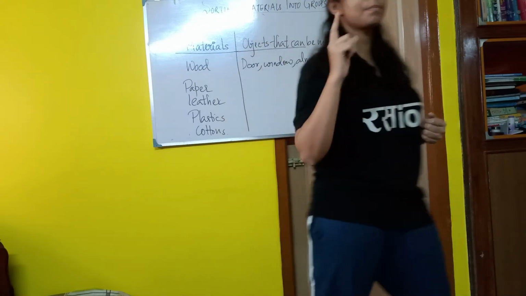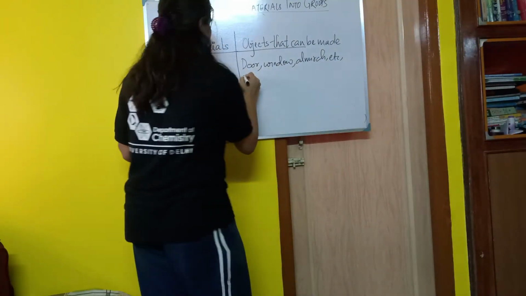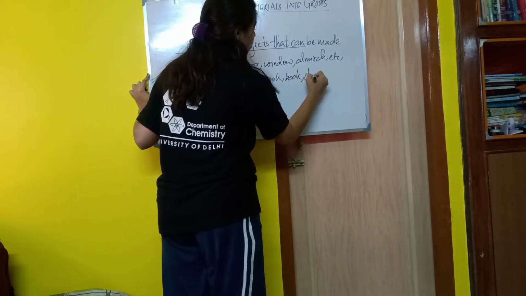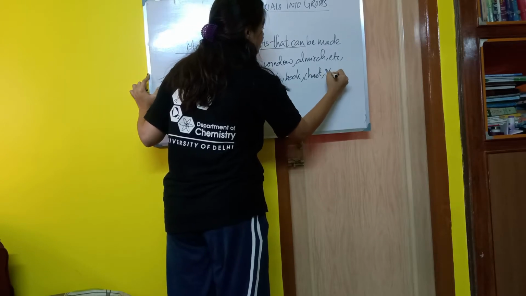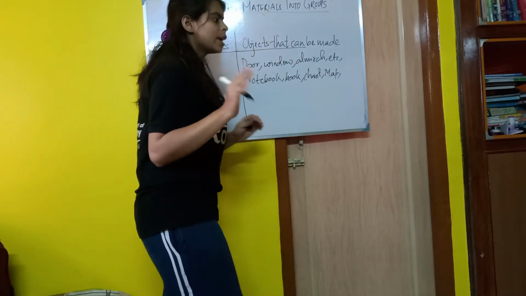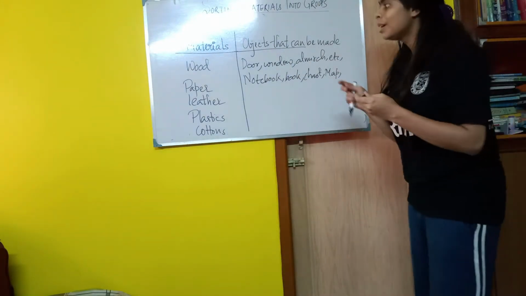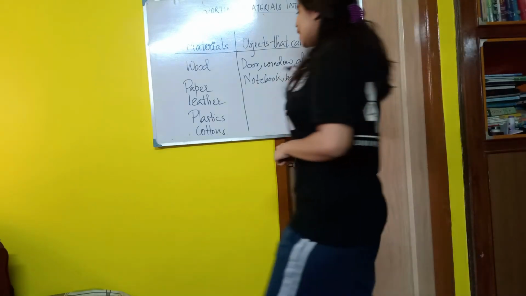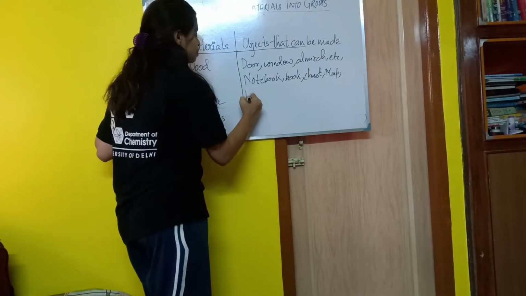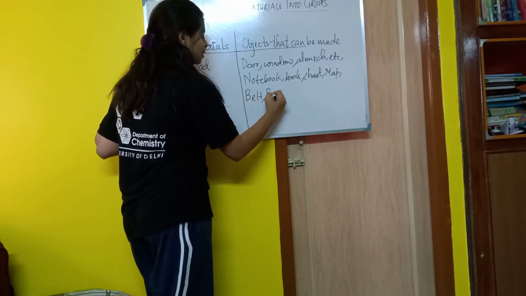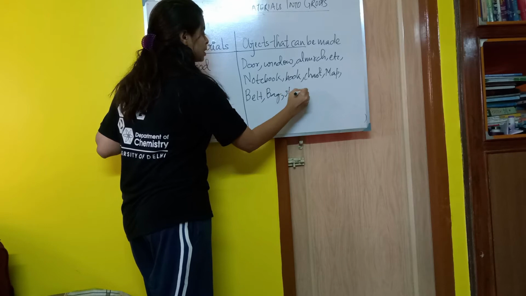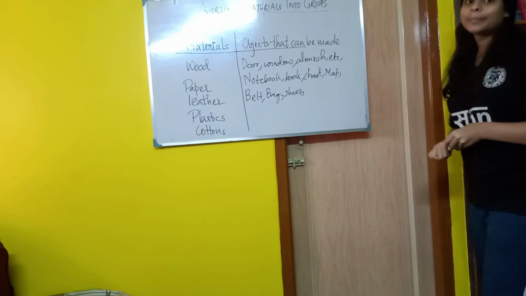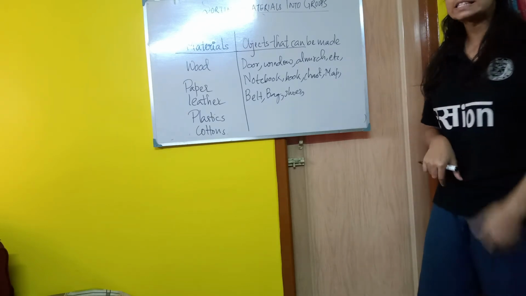Now comes paper. What can we make from paper? Notebooks, books, chart paper, maps, and etc. There are also other things that we can make from paper. Now what about leather? From leather we can make belt, bag, shoes. These are the objects that we can make from leather.